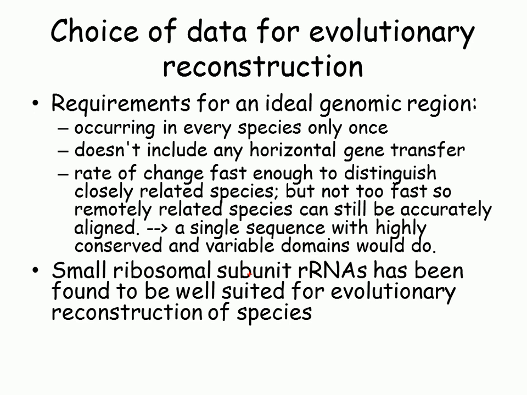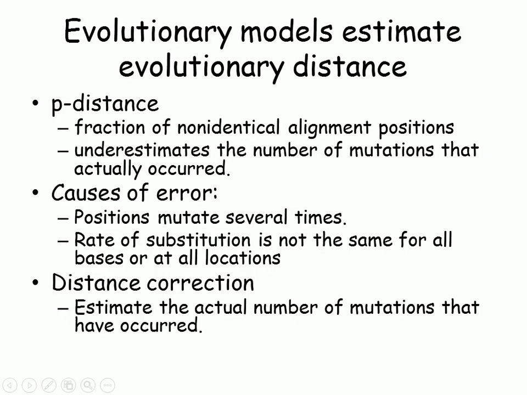When things change too much, the alignment that you produce from a sequence alignment algorithm may not reflect the evolutionary history of those residues. Okay. So you need an intermediate level of difference to construct the evolutionary history. Small ribosomal subunit RNAs have been found to be well suited for evolutionary reconstruction of species because they mutate fast but not too fast. Okay, based on the description that I just gave you. All right.